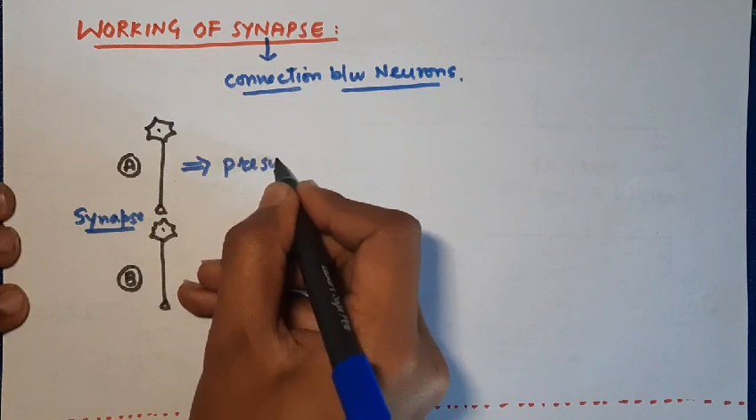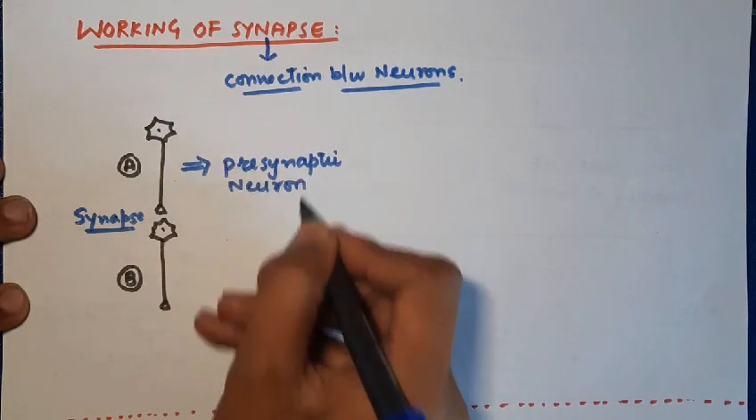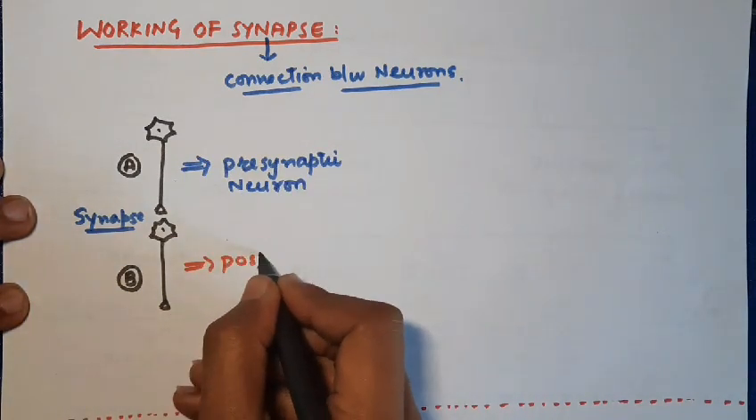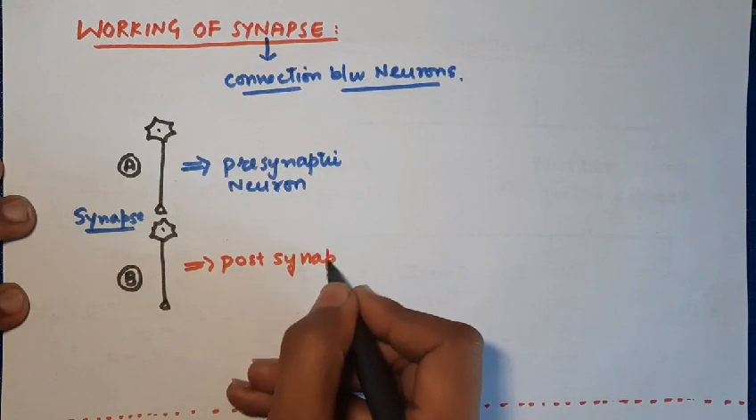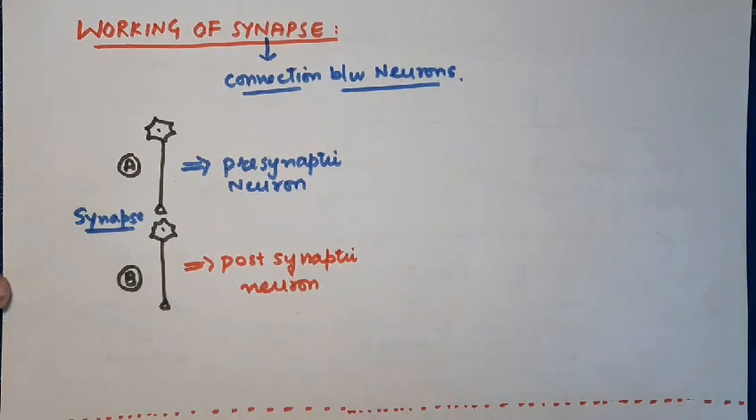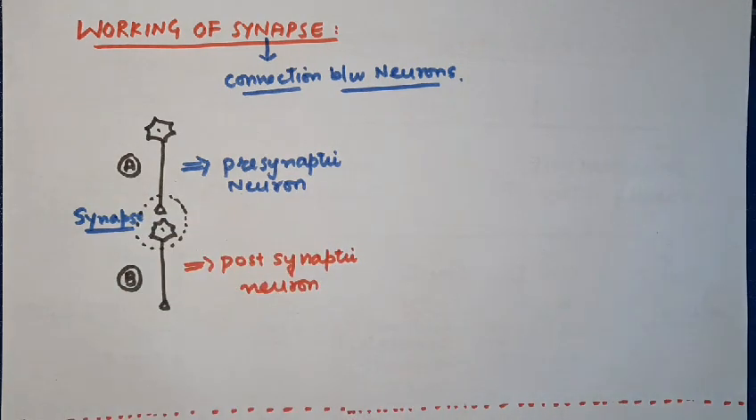Now the first neuron comes before the synapse, and we know that the flow of action potential is from the dendrites to the axon to the nerve ending. So the first neuron is called the presynaptic neuron, and the second neuron, to which the action potential will flow after crossing the synapse, is called the postsynaptic neuron. So in this case neuron A is the presynaptic neuron and neuron B is the postsynaptic neuron.